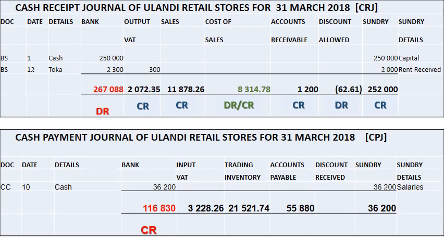Then for the cash payment journal, the bank column represents all payments that were done through the bank. Payments reduce the bank balance. Bank as an asset will be credited, while the contra accounts will be debited. Input VAT will be debited, trading inventory debited, accounts payable also debited. If we had discount received, it will be credited. Then each and every account under details of sundries will be debited.